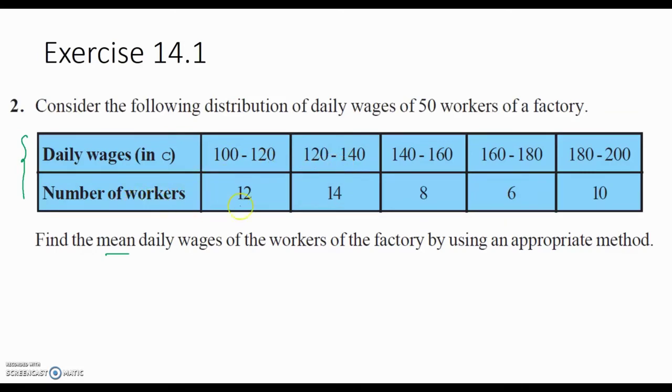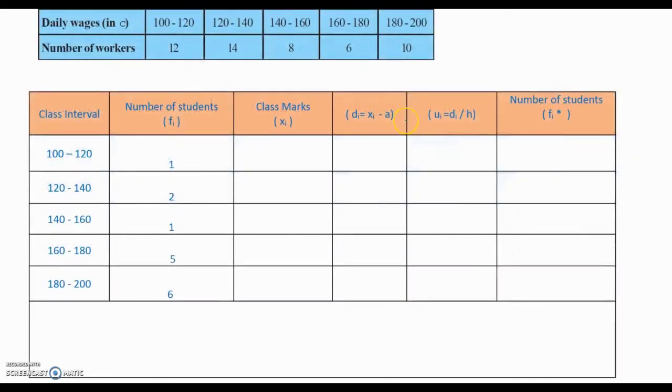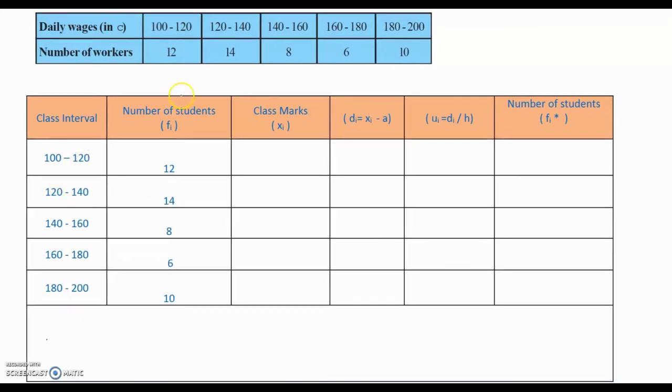And the number of workers, which is the frequency, is already given: 12, 14, 8, 6, and 10. Total number of workers is 50. Okay, let's form the table. We have written the groupings of the daily wages here in the class interval column. And the numbers related to the problem are these: 12, 14, 8, 6, and 10, as you can see here in this row.